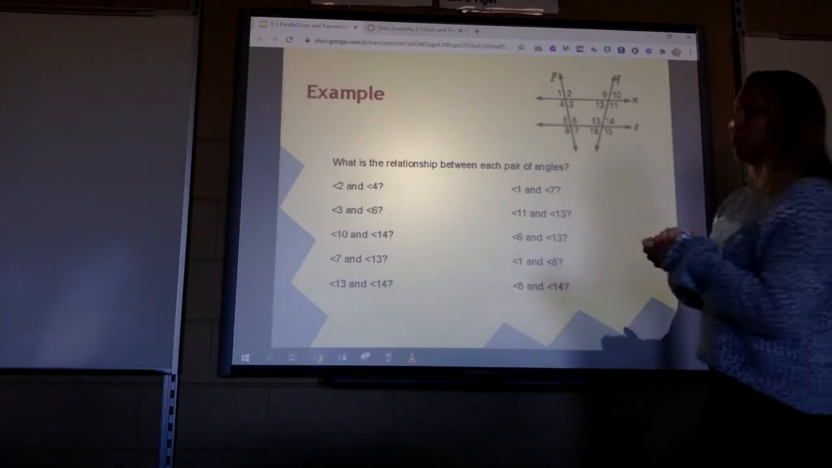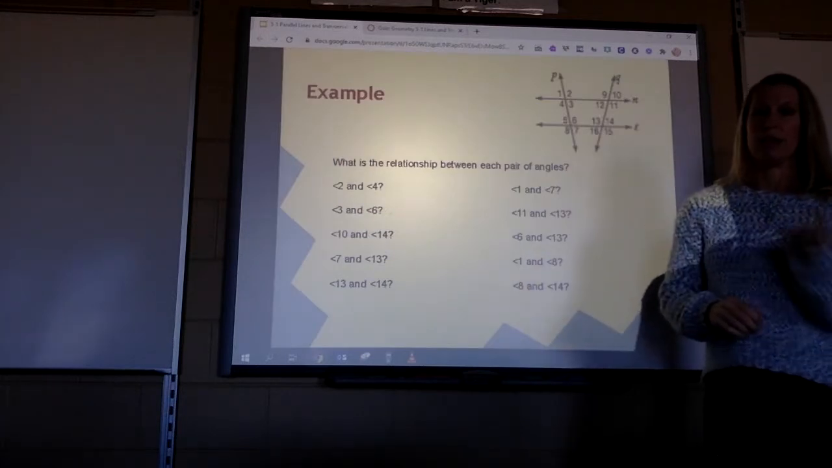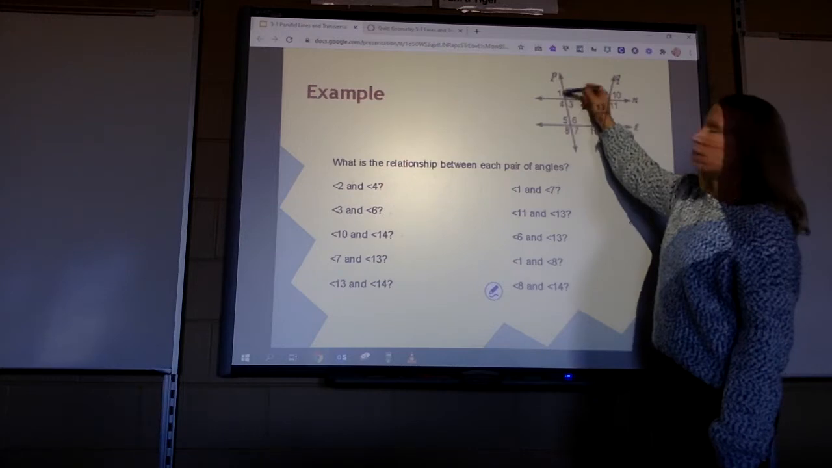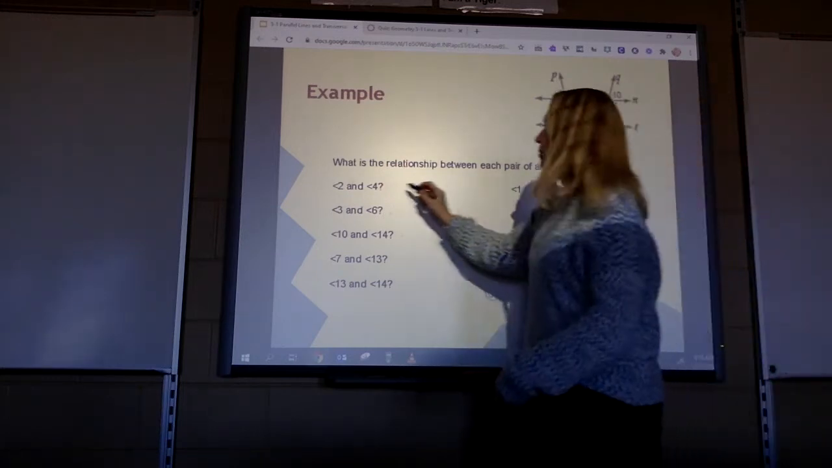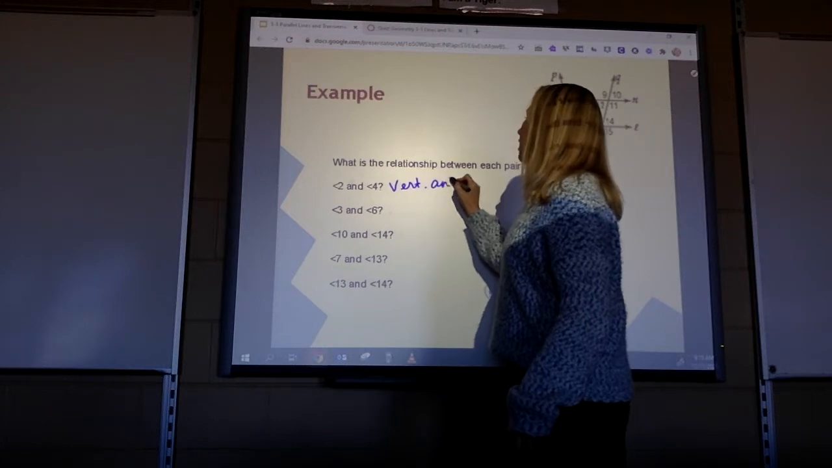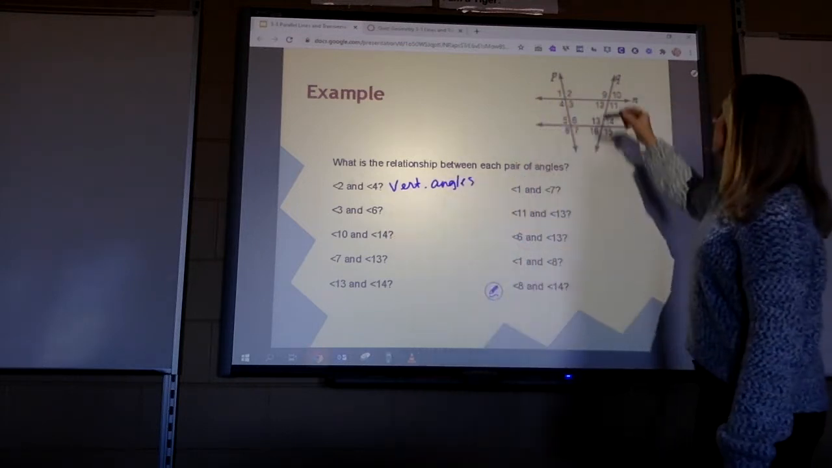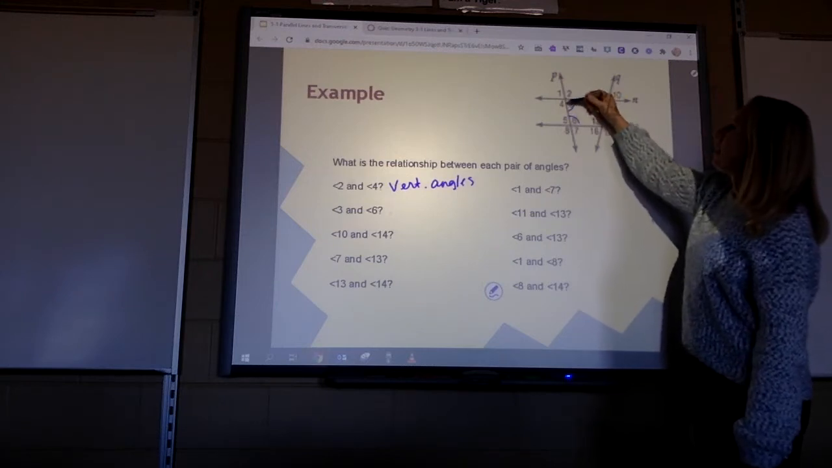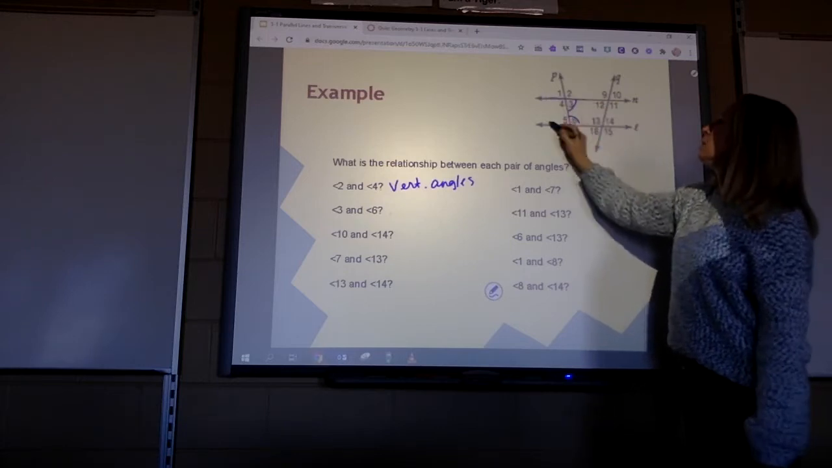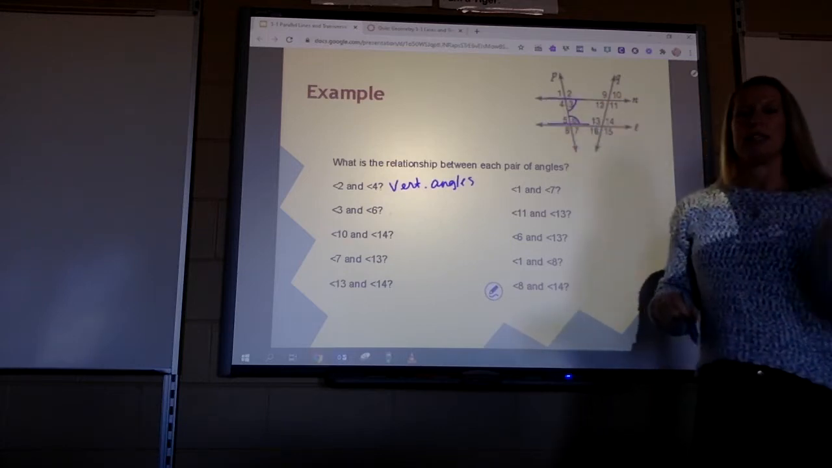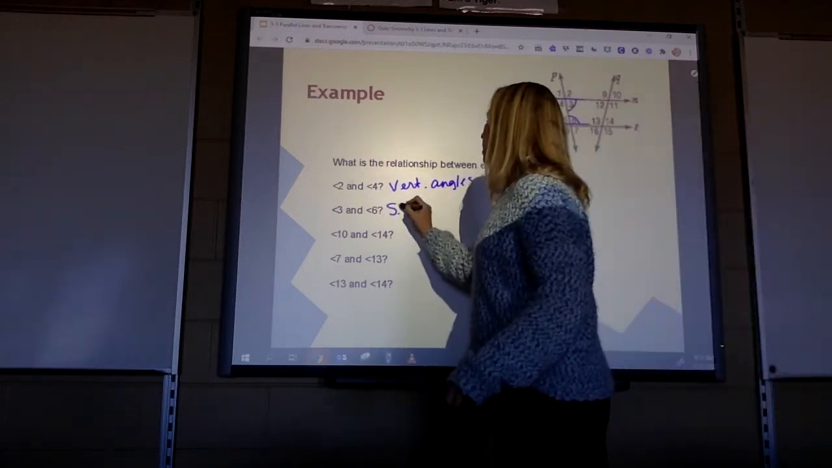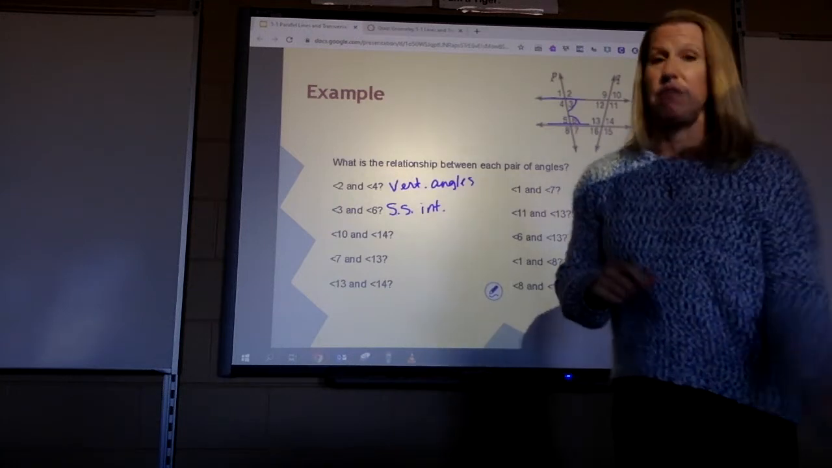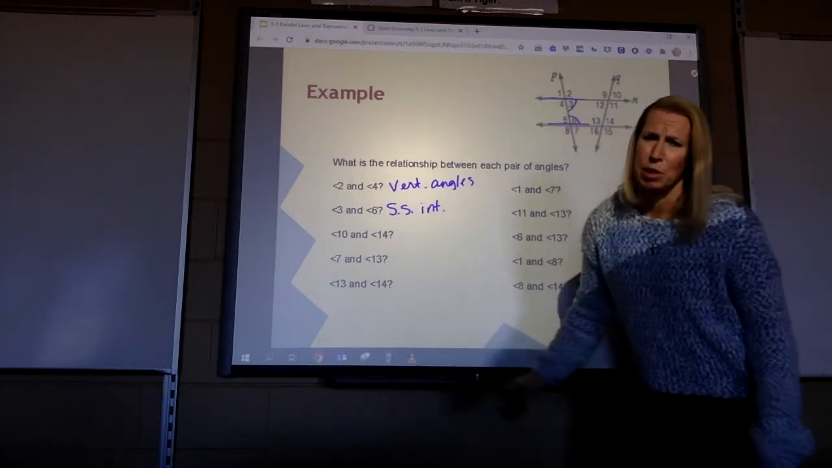Okay, so what's the relationship between each pair of angles? So we have to decide what type of angles each are. So if I look at angles 2 and 4, well, those are angles we've already learned. Those are called vertical angles. You better know that. Vertical angles. What about 3 and 6? 3 and 6, you see those here? They are on the same side of the transversal and they're in between those two lines. So that would be same side interior. I'm just going to put SS. Same side interior, or remember they're called consecutive interior. I think the Big Ideas book calls it consecutive.